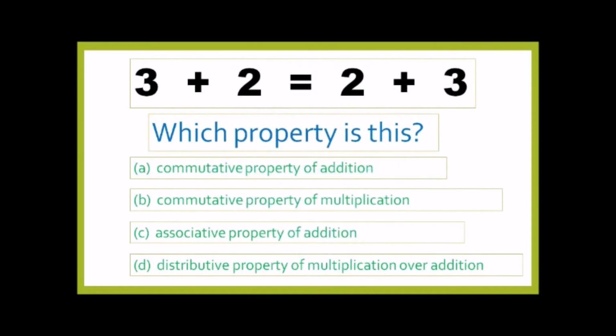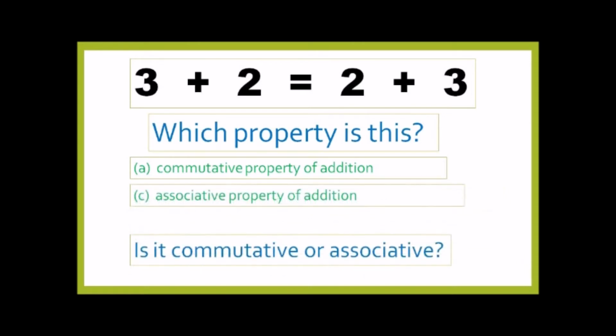B is commutative property of multiplication. We're not multiplying, so that goes. And D is distributive property of multiplication over addition. There is no multiplication sign in there anywhere. You are adding. So toss out B and D right away.